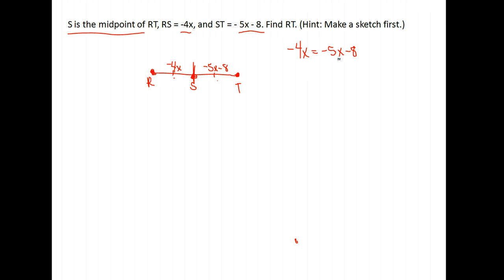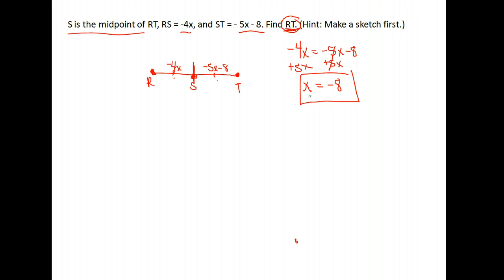So we used a geometric principle to set up an algebra equation, because we cannot answer what RT would be until we know the value of x. We can't say RT is something with an x in it. So we solve from here. Our job is to get x on the same side of the equation. We had a negative 5x, so we do the opposite and add 5x to both sides. Negative 4 plus 5 gives us just 1x equals negative 8. So we're partway there. We found out that x is negative 8. They want to know the length of RT.